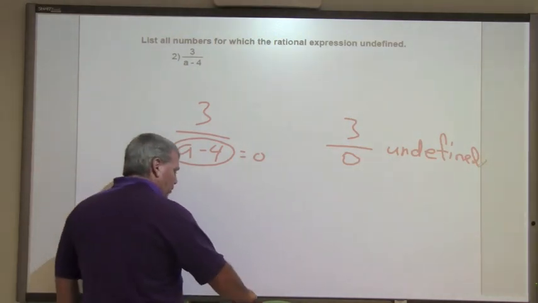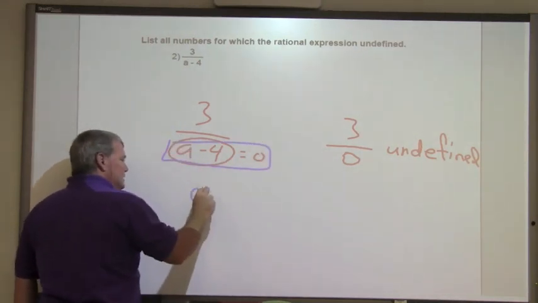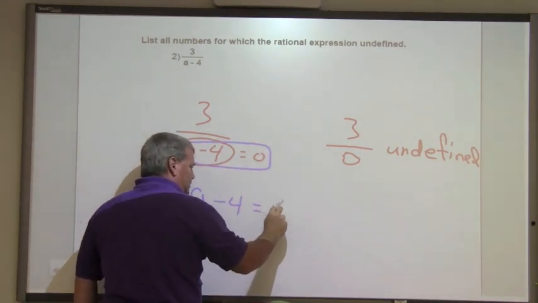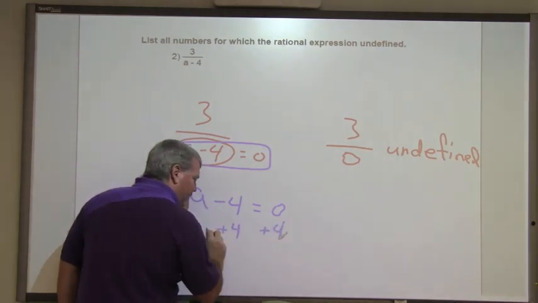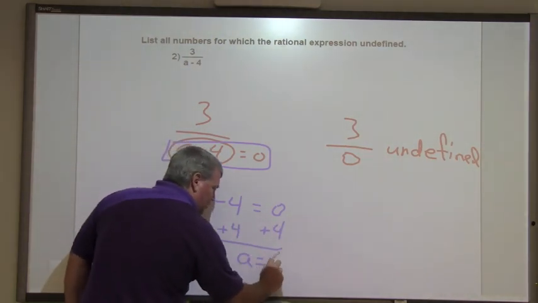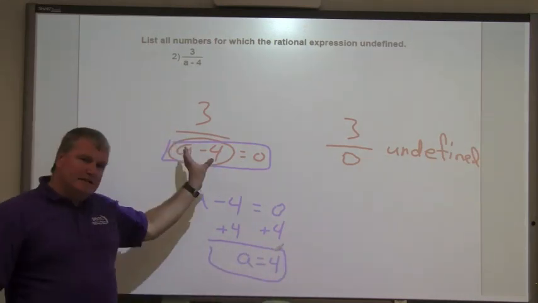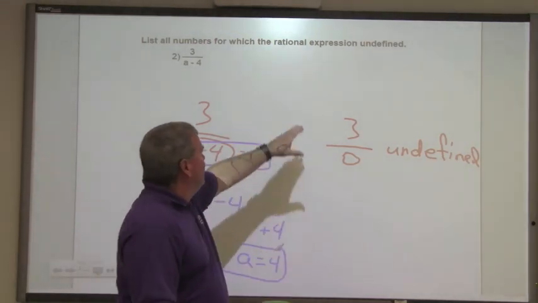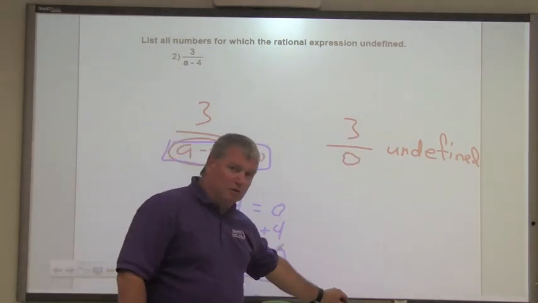So the only thing we got to worry about is what's in the denominator, a minus 4. When is a minus 4 going to equal 0? Well, if I add 4 to both sides and solve for a, a equals 4. So when a equals 4, that makes this undefined, which would make that rational expression undefined. When a equals 4.